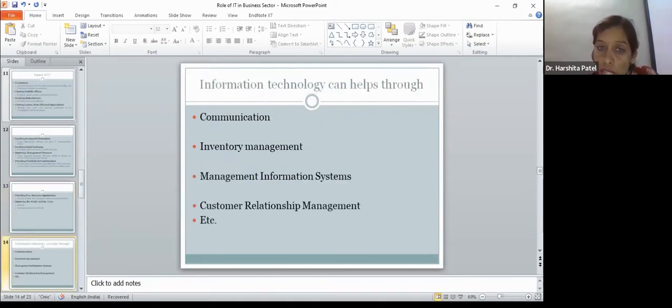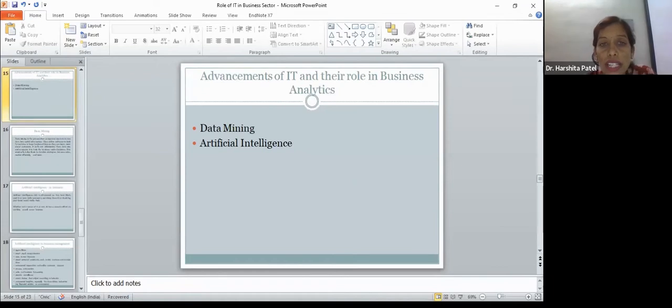IT can help us through communication, inventory management information systems, customer relationship management, supply chain management, risk management, so many things where IT is playing a role in different ways. Now we can talk about the advancements of IT and how they are supporting businesses. I have taken only two points for today's discussion: one is data mining, one is artificial intelligence. As we have discussed, data is the new oil.